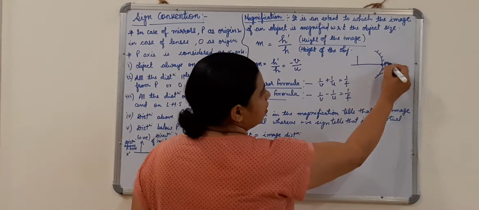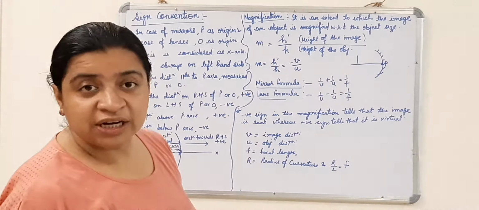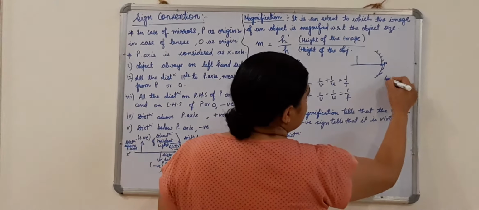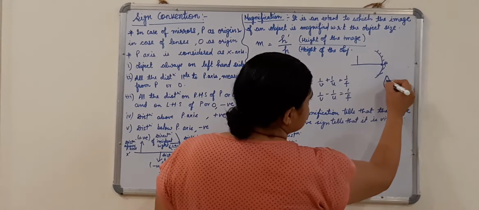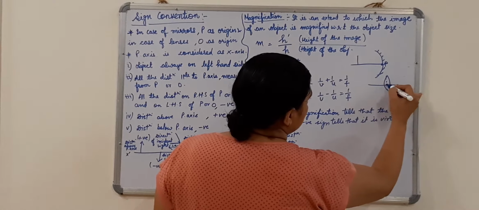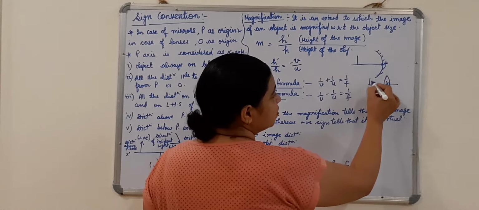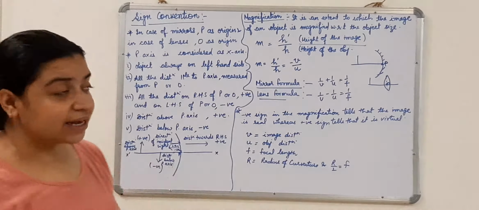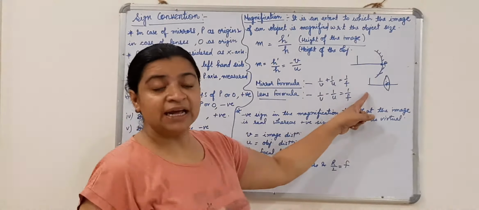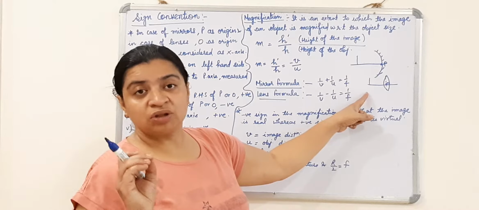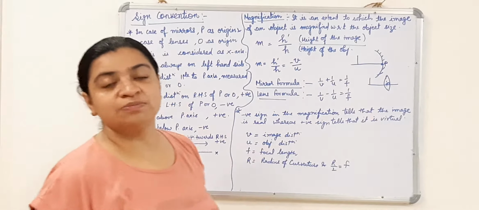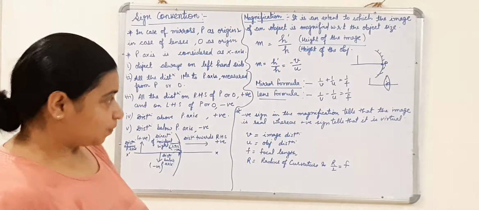This is a pole. Pole will be taken as the origin in case of mirrors. In case of lenses, suppose this is a convex lens, optical center will be the origin, and the same will be the case, the object will be on the left hand side. You have to keep this thing in your mind. Never is the object going to be on the right hand side. Object will always be on the left hand side.